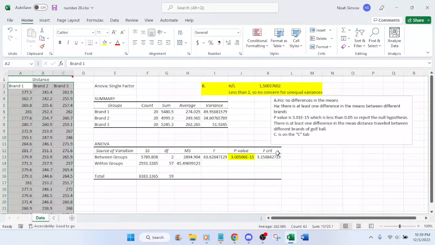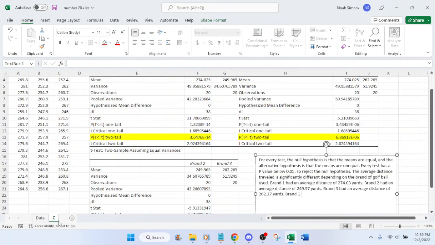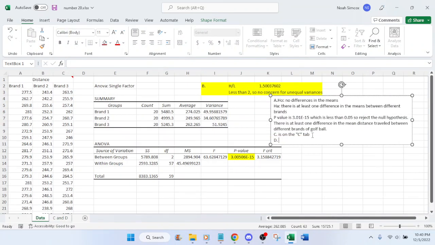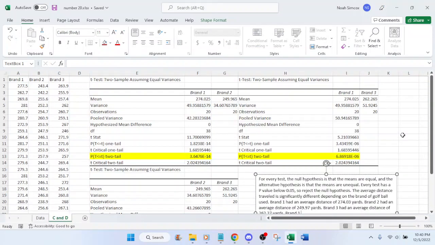Oh, actually, both C and D. Okay, so C and D is on the C and D tab. I'm just being safe. What if she misses it? So C and D are going to be both on this tab.